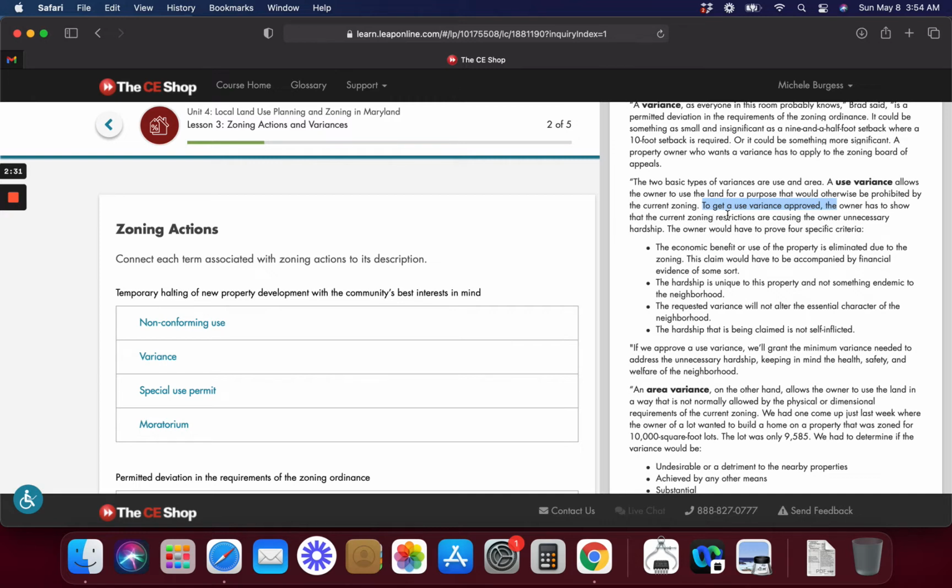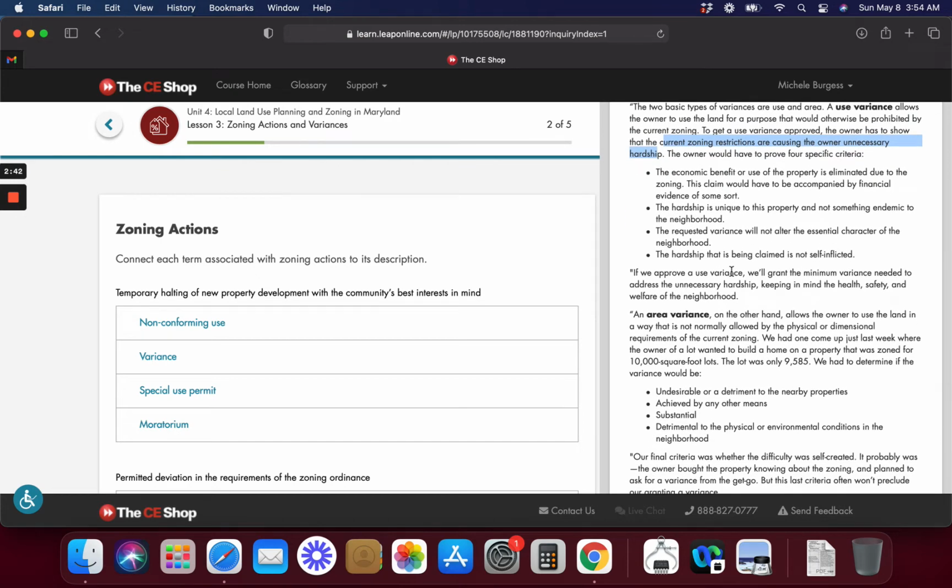To get a variance approved, the owner has to show the current zoning restrictions are causing the owner unnecessary hardship. For example, the economic benefit or use of the property is eliminated due to zoning. The hardship is unique to this property and not something endemic to the whole neighborhood. And the requested variance will not alter the essential character of the neighborhood.